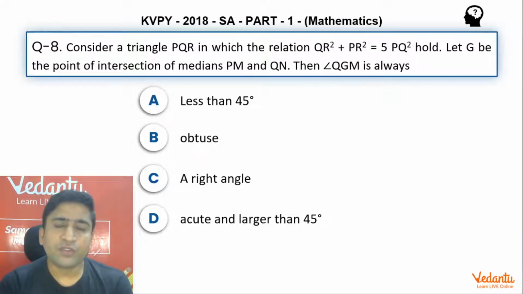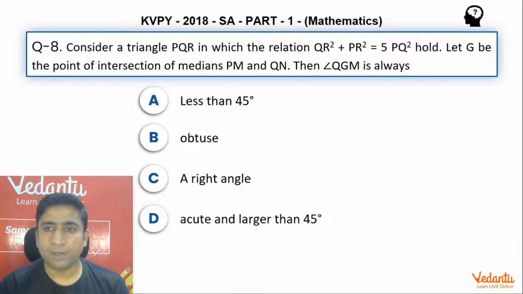As you can see on the screen, the question says consider a triangle PQR in which the relation QR square plus PR square is equal to 5 times PQ square holds. Let G be the point of intersection of the medians PM and QN. Then angle QGM is always, options are: option A, less than 45; option B, obtuse; option C, a right angle; option D, acute and larger than 45 degrees.